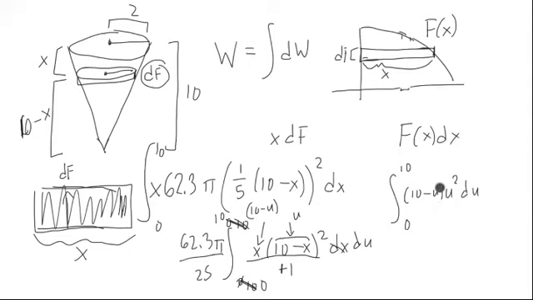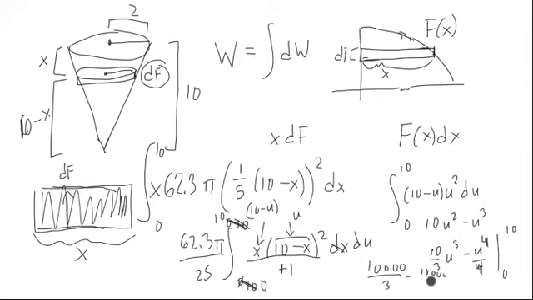Let's see what happens. All right, so this is 10u squared minus u cubed, and an antiderivative of that would be 10/3 u cubed minus u to the 4th over 4. Then we're going from 0 to 10. We plug in 10 here, and we end up getting 10,000 over 3 minus 10,000 over 4, which is 2,500.